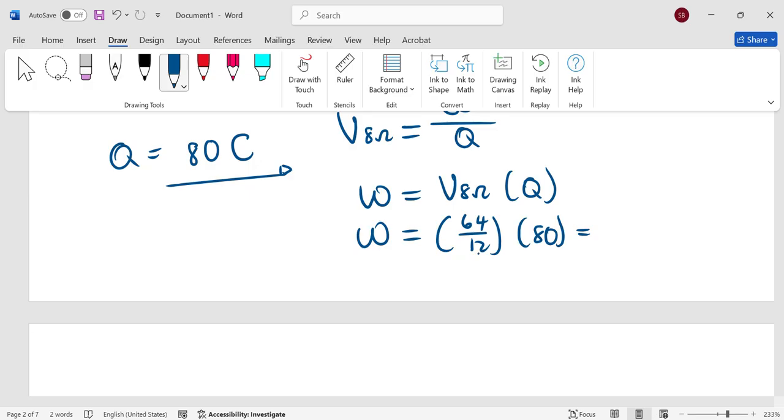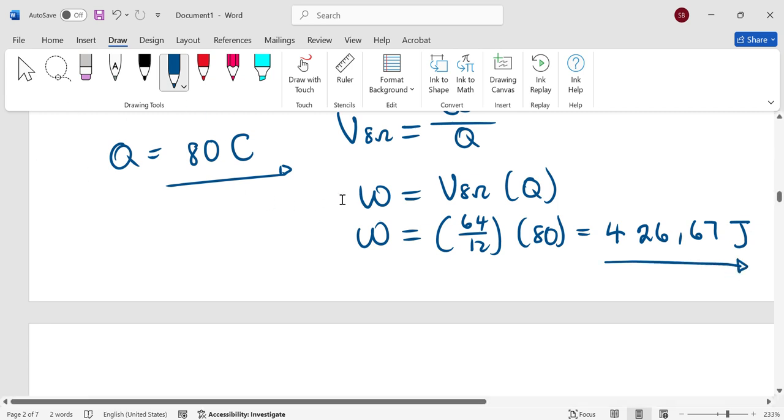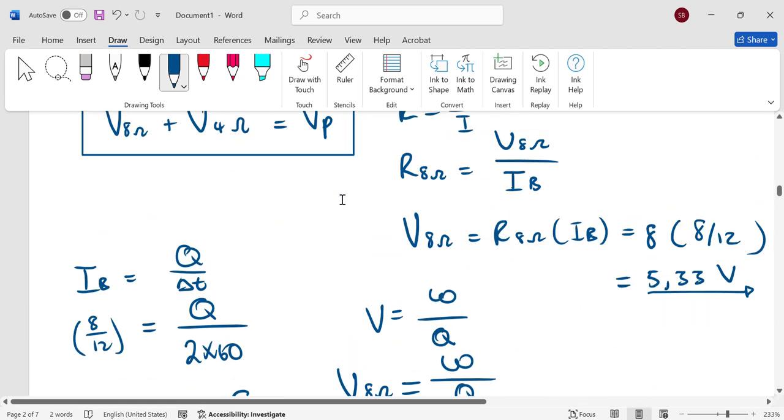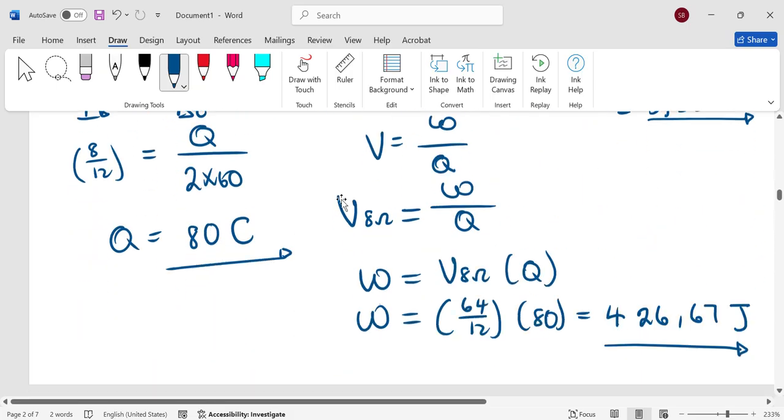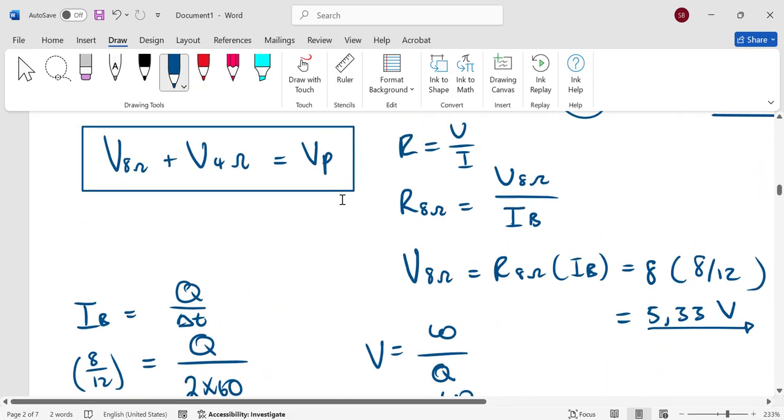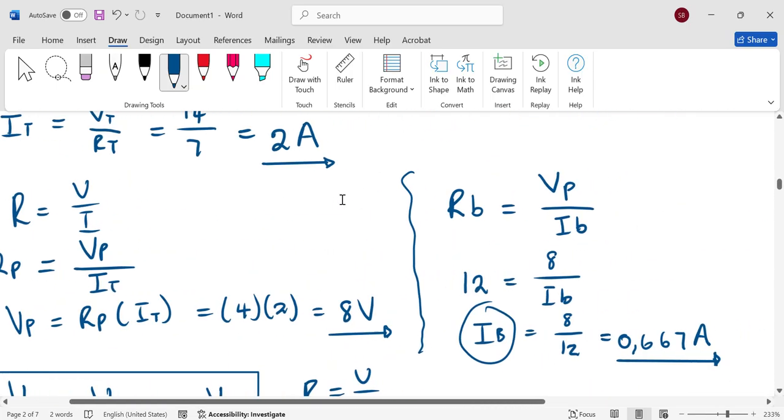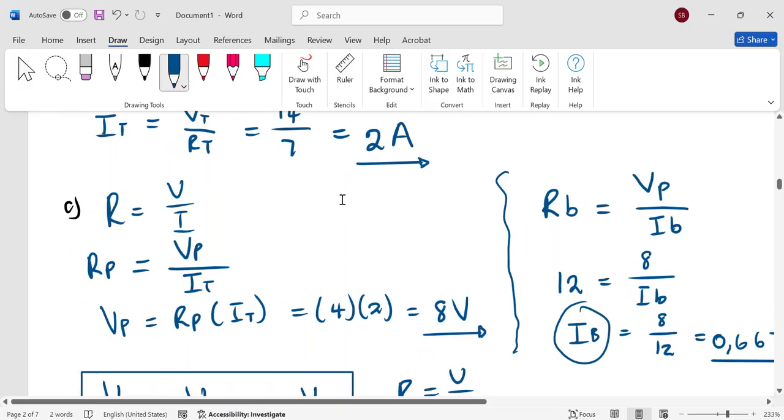That gives me an answer of 426.67 joules, right? And by the way, if you did this on your own, you'd notice how my answer would differ from yours. Yours would maybe be like 430. Why? Because of my rounding off, right? So I quickly rounded these numbers off.